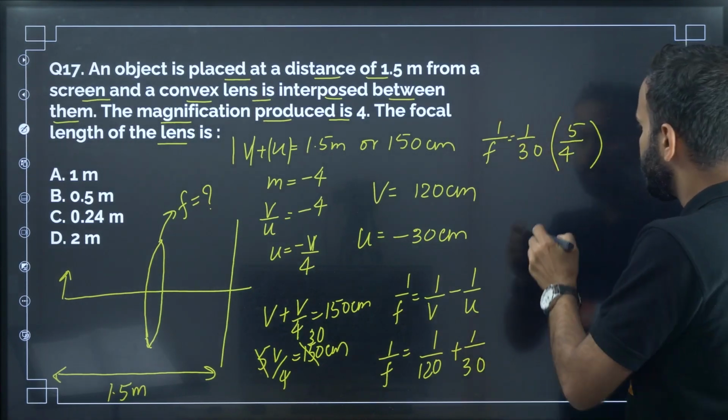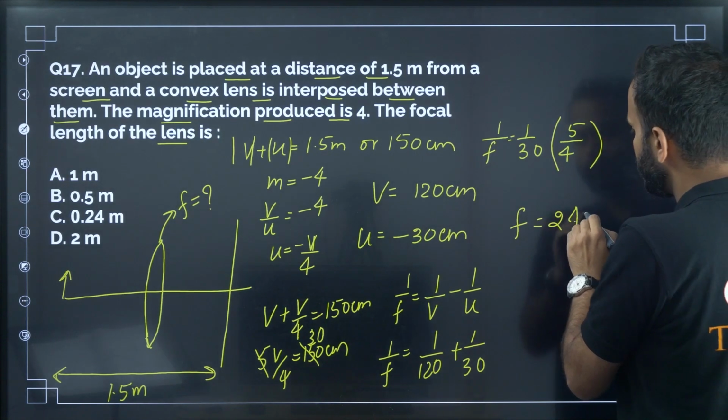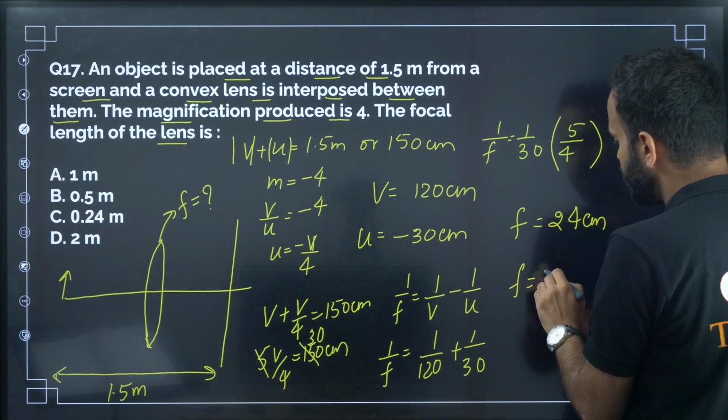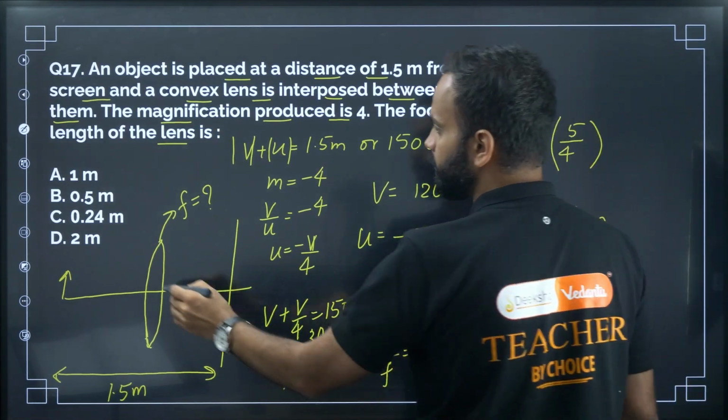So 5 6 are 30. So 6 into 4 is 24. So f equal to 24 centimeter. So in meter this is 0.24. So the correct option is C.